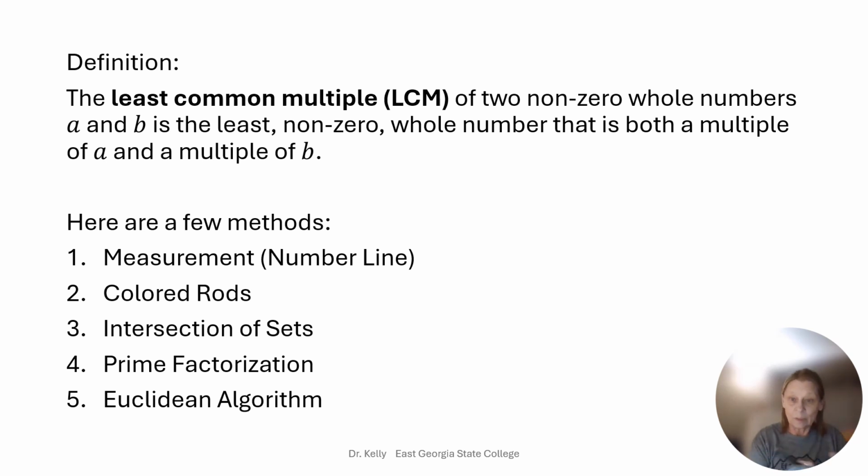There are several methods, of course, and here are a few. There's the measurement method, or the number line. We've done a lot of that in chapter 3. There's colored rods, which we talked about a few minutes ago. There's the intersection of sets, which we've seen, finding the GCF, the prime factorization, which we've now been using to find the GCF, and the Euclidean algorithm.